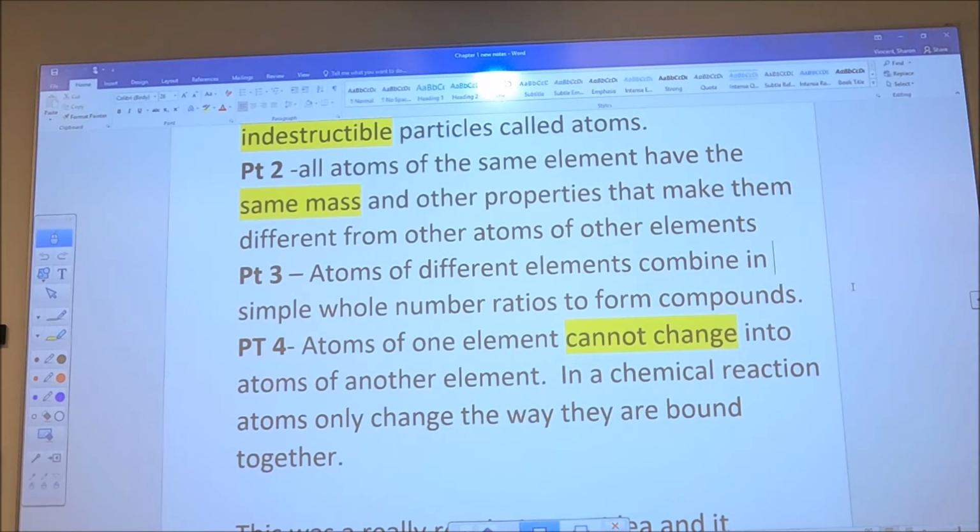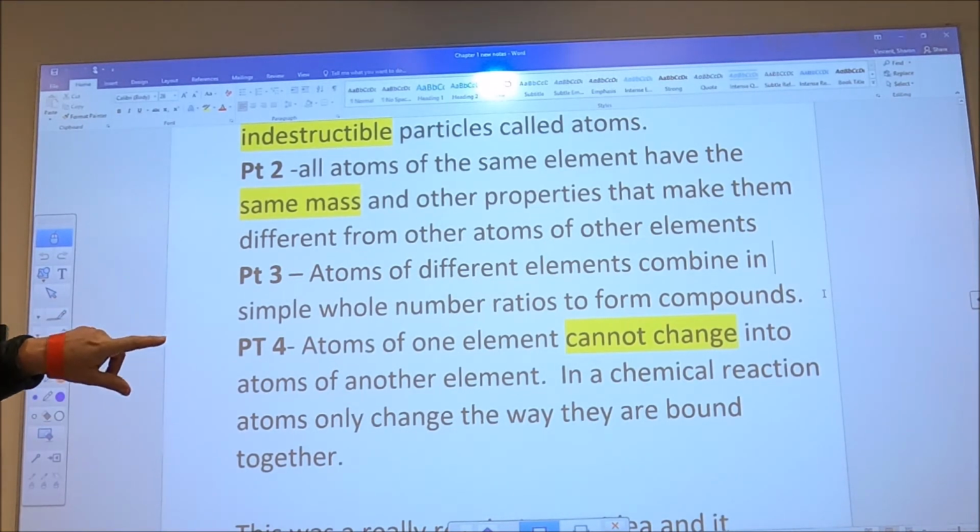Atoms of one element cannot be changed into atoms of another element. Now, this was a biggie at his time because alchemy was running rampant in the late 1700s and the early 1800s. And alchemy is where they were trying to essentially turn things into gold. Okay, they used a lot of mercury and lead, and they did really weird metallurgical things trying to make gold. They didn't accomplish it because it can't be done. Okay, so atoms of one element cannot be changed into atoms of another element.